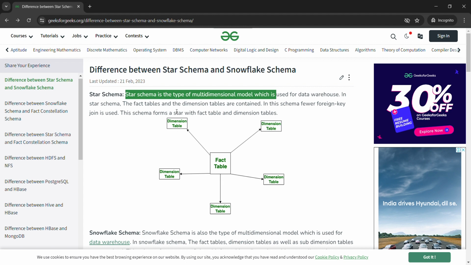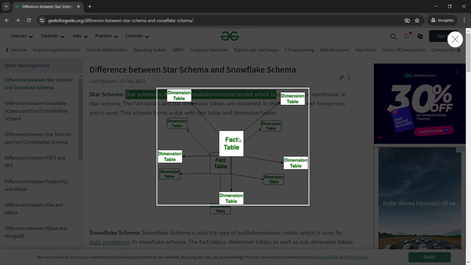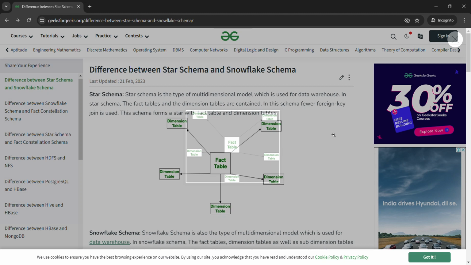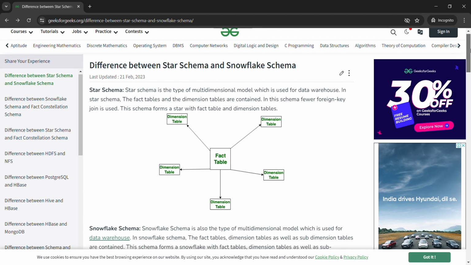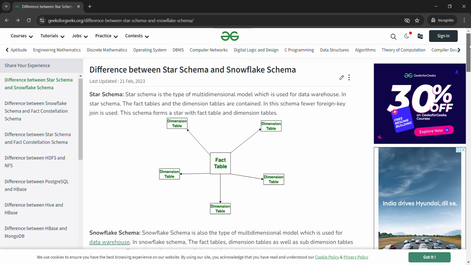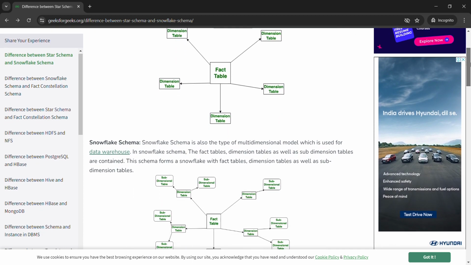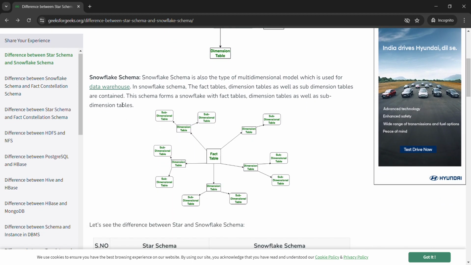This schema forms a star with fact table and dimension tables. You can see here one fact table is there, and all over this fact table there are some dimension tables, and it is creating one formation of a star. Next is snowflake schema.